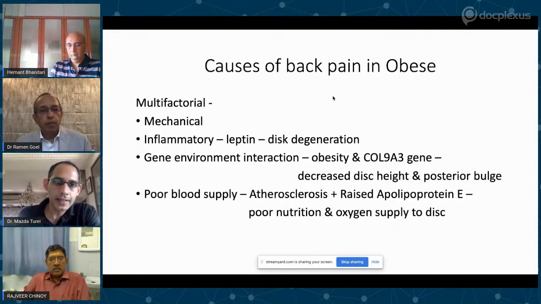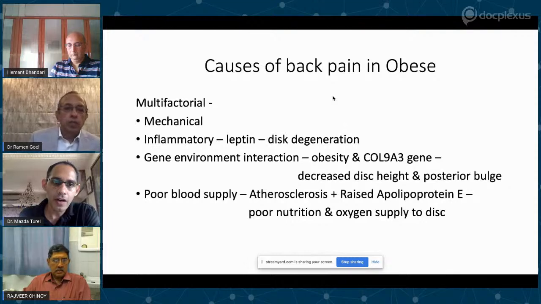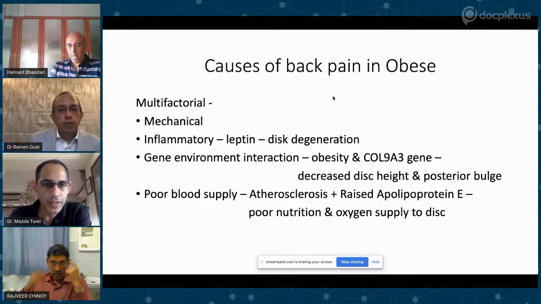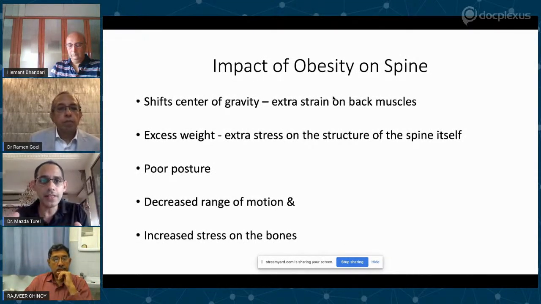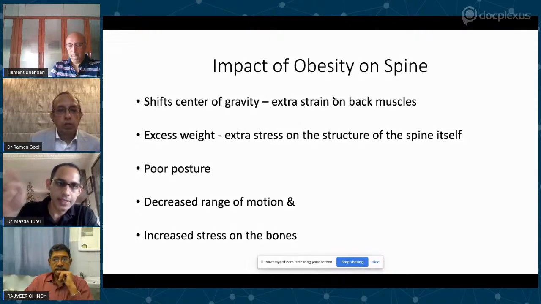Like the slide rightly says, it's multifactorial, and a lot of it is mechanical, a lot of it is inflammatory, and of course, like everything else, there is a genetic basis to it. Especially in obese patients, the center of gravity shifts, and you have extra strain on back muscles, and it leads to an abnormal posture, and that abnormal posture results in a vicious cycle of decreased range of motion and stress on the bone, and that cycle keeps repeating itself, and that results in enormous pain and inability to carry out activities of daily living.